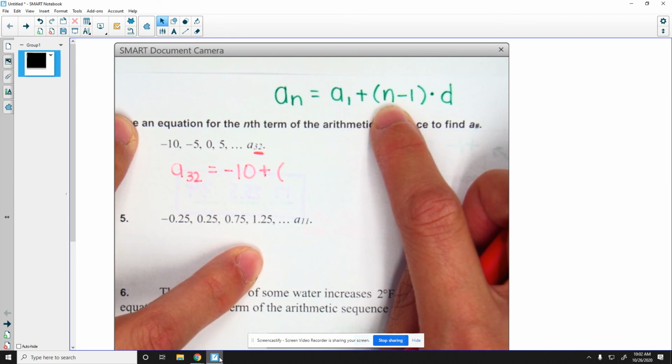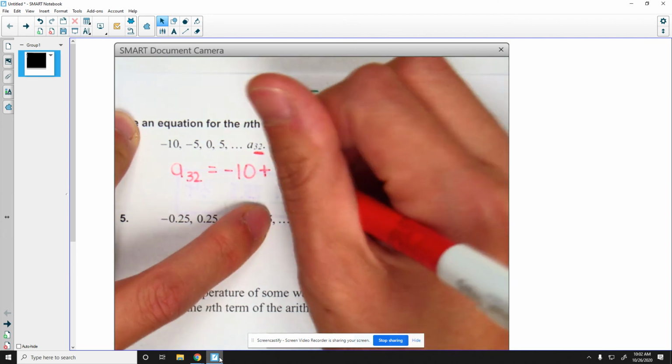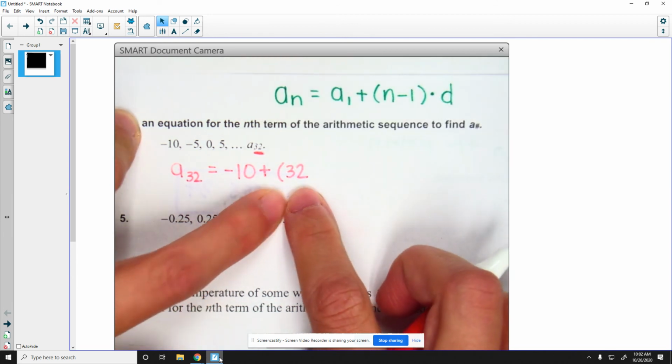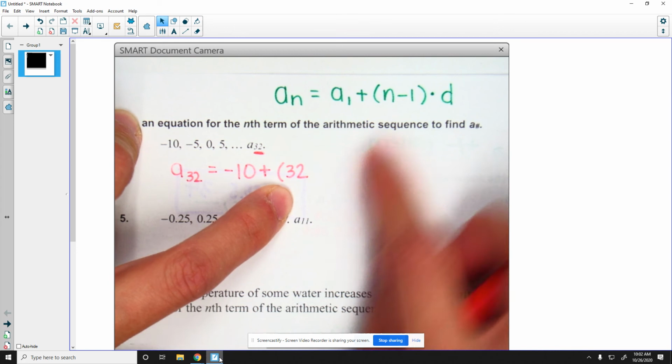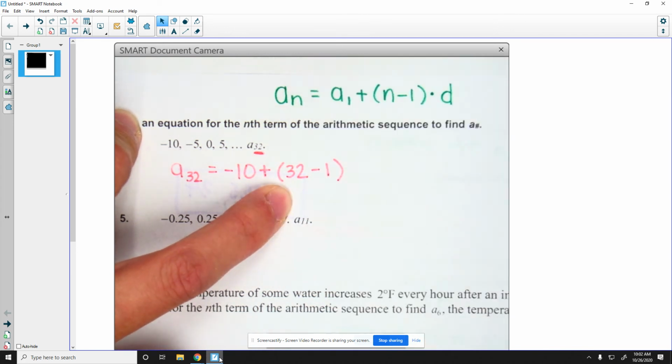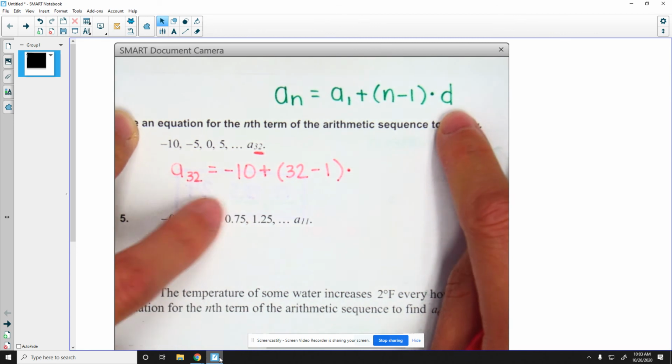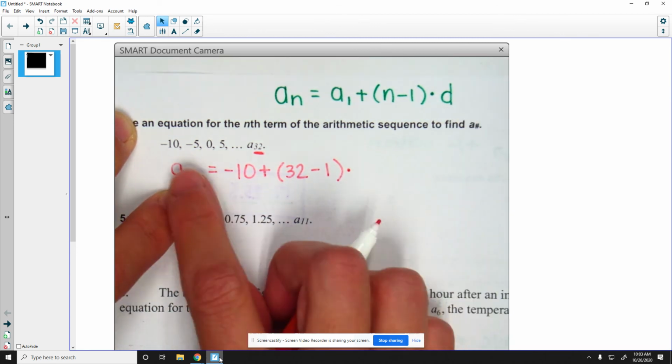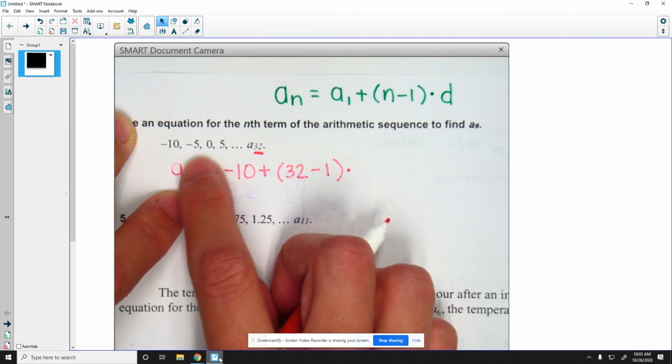Yes, Kip? Isn't it just the number 32, the number you're looking for? I'm looking for the 32nd term. So n is your term number. And then you have a minus 1, and then times d. Your d is your common difference. That's what I don't know. That's what you have to figure out.